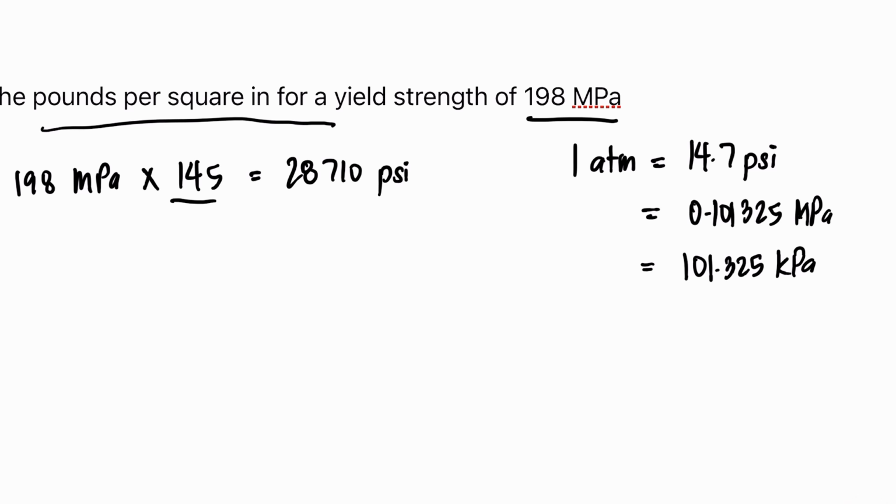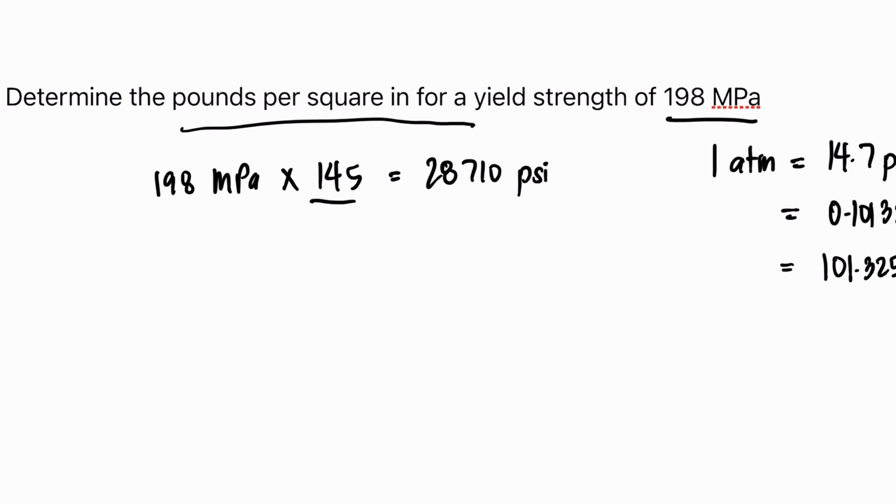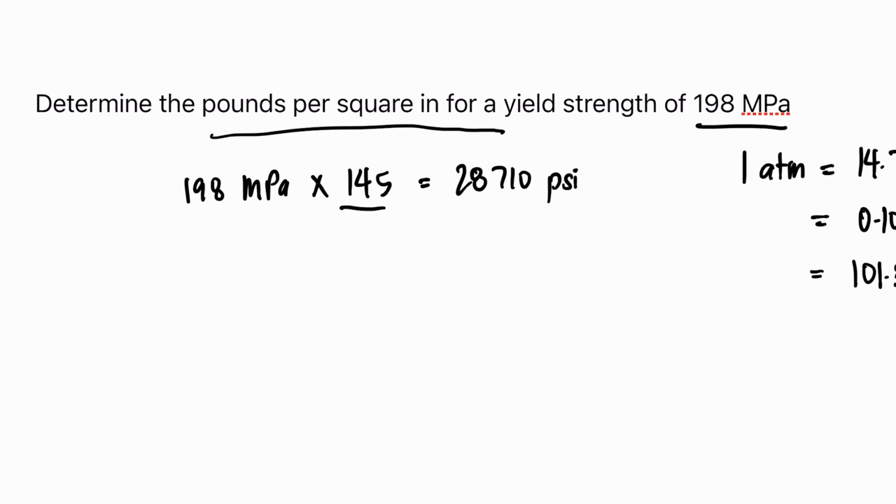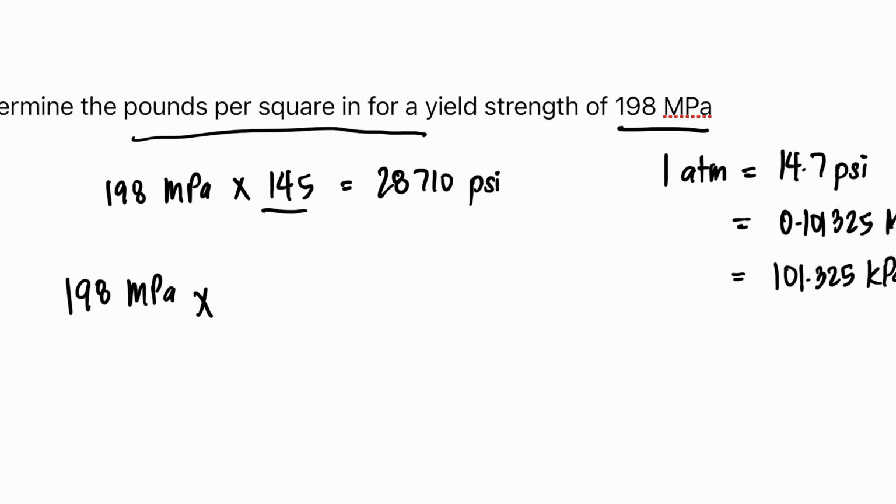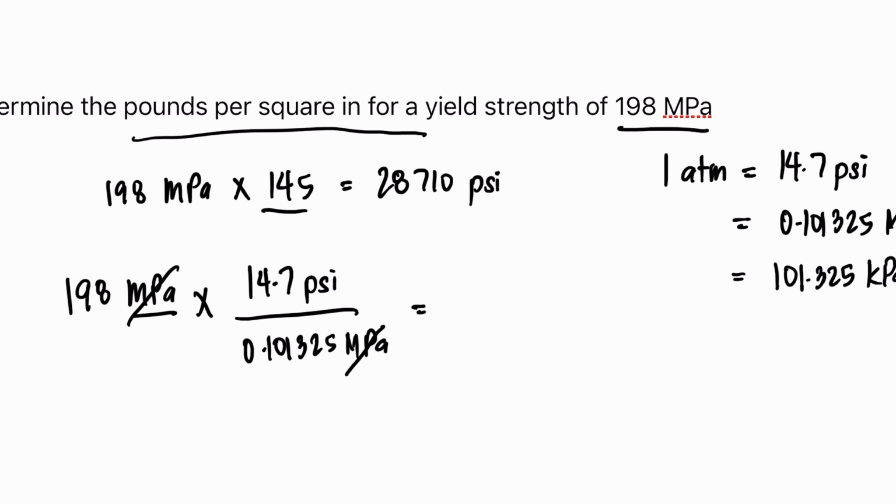So you just need to remember these three values, so you can convert anything now from PSI to MPa to kPa and vice versa. So how do you utilize that conversion factor? So 198 MPa times, you need to convert this to PSI, so you'll need to multiply it by 14.7 PSI, but you need to cancel this MPa unit, so you have the conversion of 0.101325 MPa. So you can cancel the megapascal. So 198 times 14.7 over 0.101325.